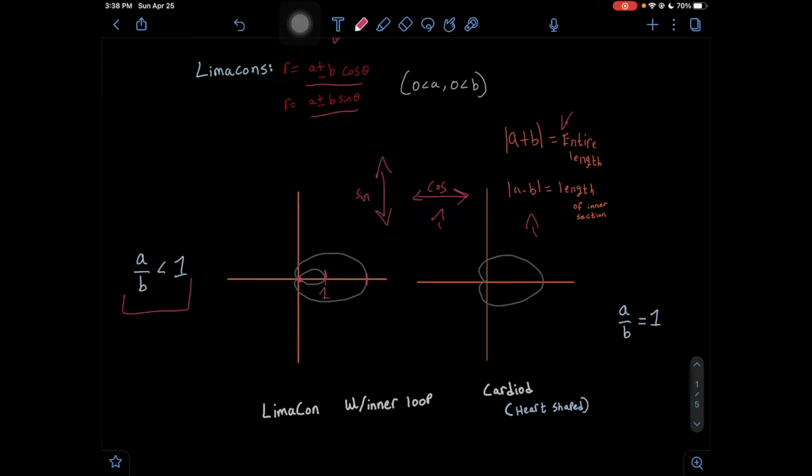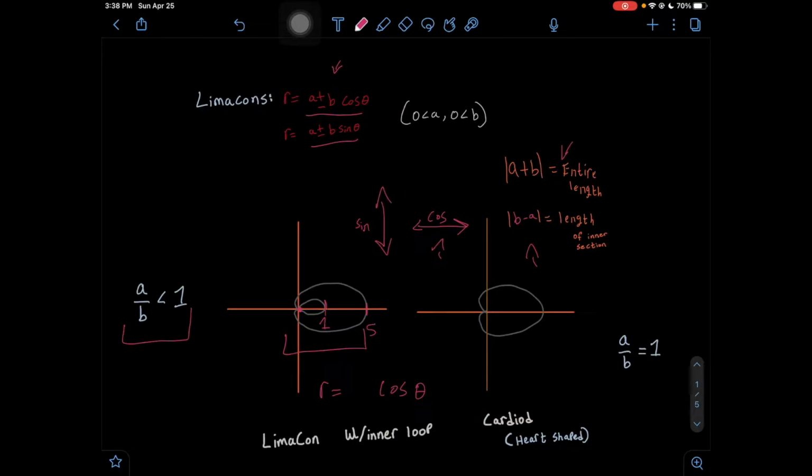Well, we're going to say that our inner loop goes to 1, and our total Limaçon goes to 5. So we need two numbers which add up to get 5, and subtract to get 1. So we know it's r equals cosine because its axis of symmetry is on the x-axis. This means that we have to find two numbers that add up to 5, and when subtracted, they give you your length of the intersection. So two numbers that add up to 5, let's just do 2 plus 3 equals 5, right?